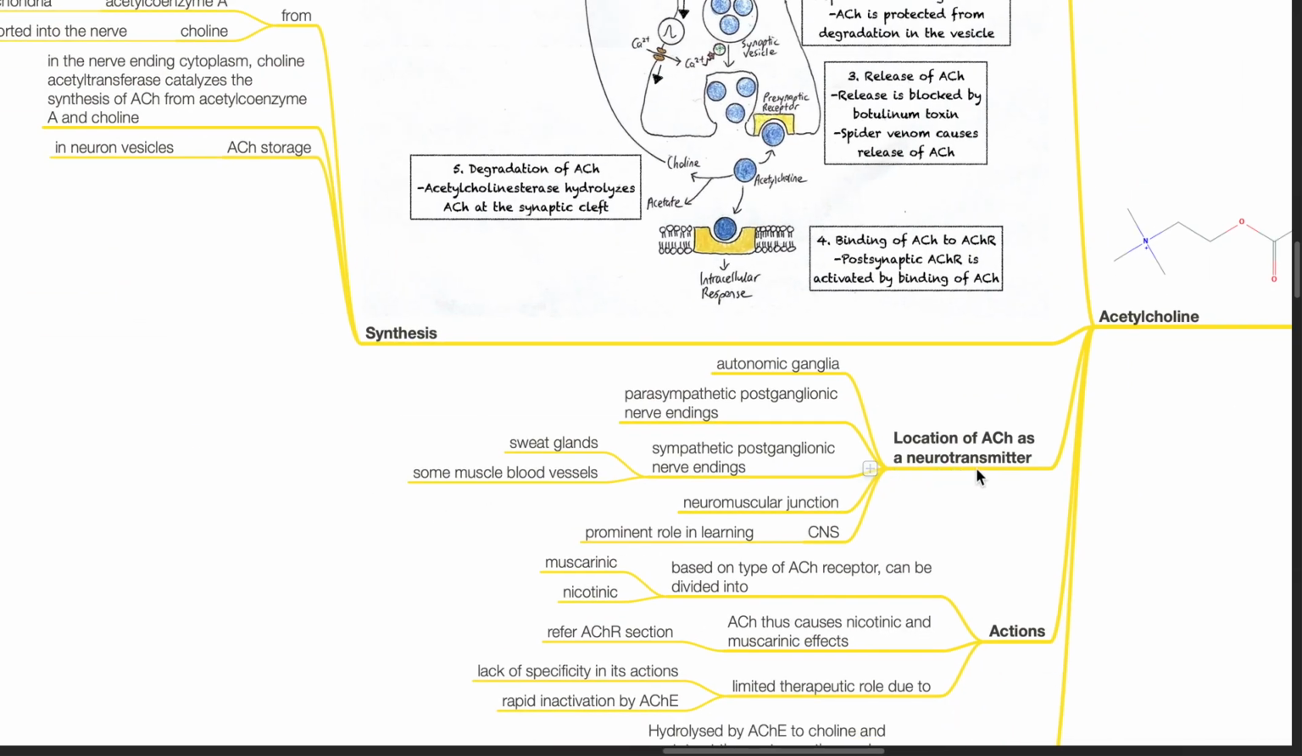Location of acetylcholine as a neurotransmitter. It is located at autonomic ganglia, parasympathetic postganglionic nerve endings, sympathetic postganglionic nerve endings, at sweat glands and some muscle blood vessels, at the neuromuscular junction, and in the central nervous system, where acetylcholine plays a prominent role in learning.